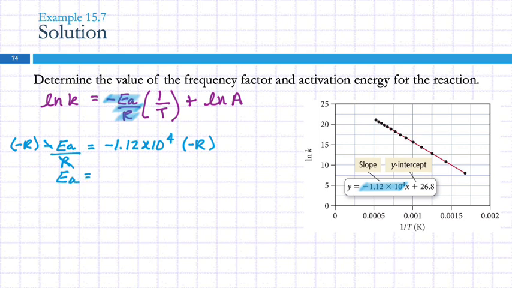So the activation energy is equal to negative 1.12 times 10 to the 4th times negative 8.314 joules per mole Kelvin. So what do we get there? 93,116.8.